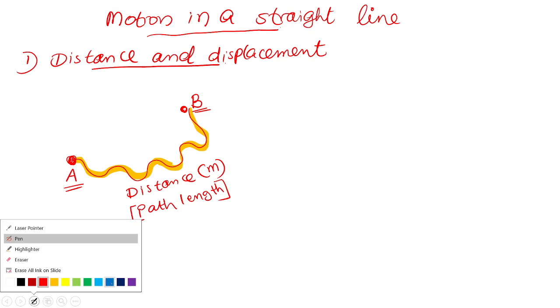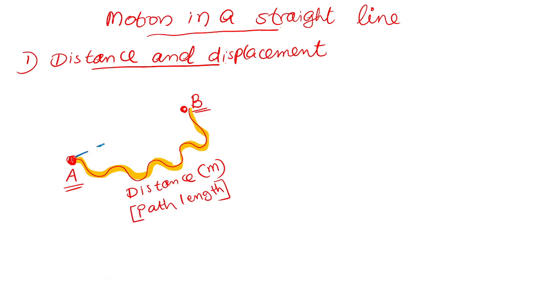Now the shortest distance between A and B, this distance, is said to be what? Displacement. Clear? If I travel by aeroplane, this will be the path. This is said to be displacement. The unit is again meter. So I hope you have understood the difference between distance and displacement.